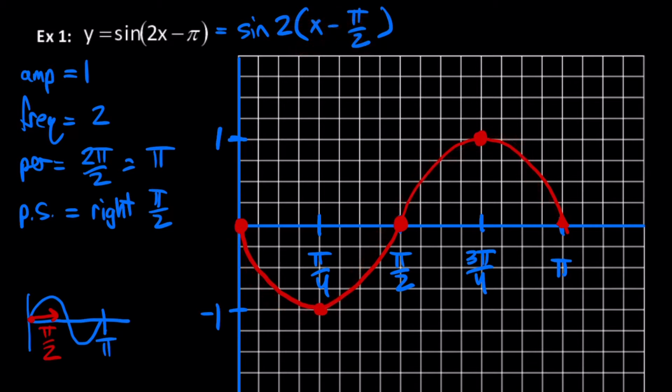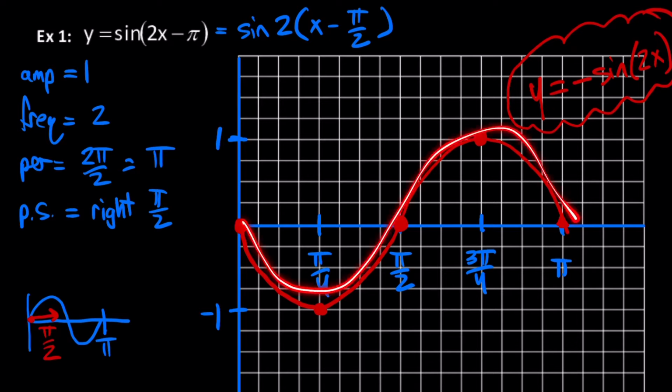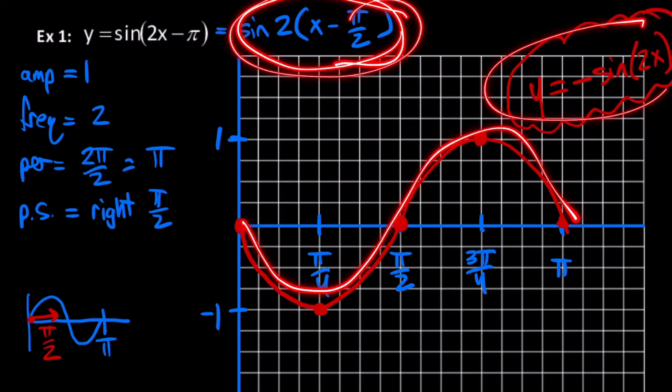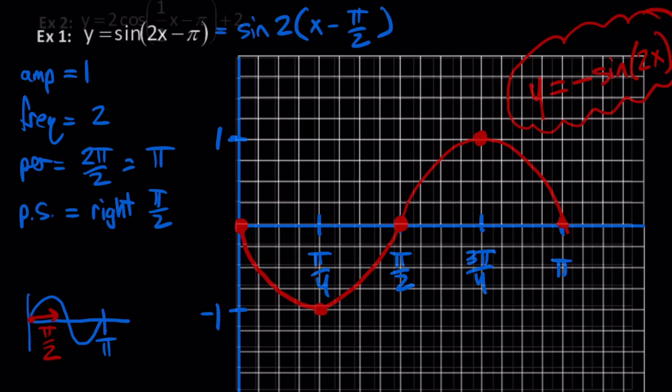So if I had to write the equation, I would get y equals, it's a negative sine, amplitude is 1. The period is pi, so that means my frequency is 2, x. So it turns out this equation right here represents this, as does this one. So these two equations, I would say, are equivalent. So that's kind of a cool feature of phase shifts.